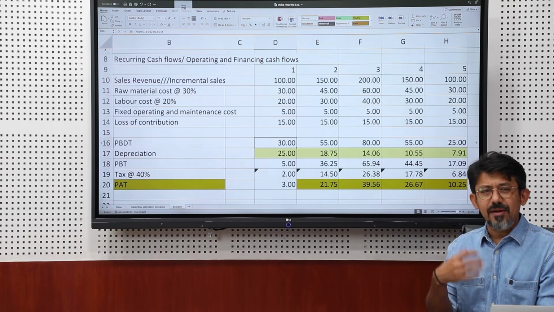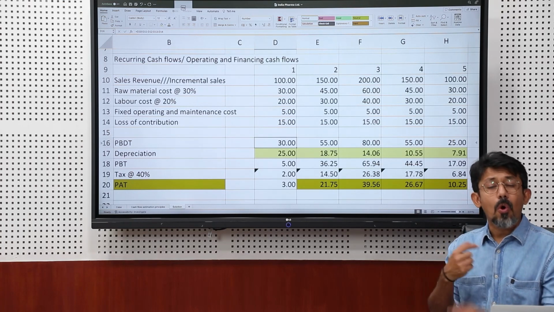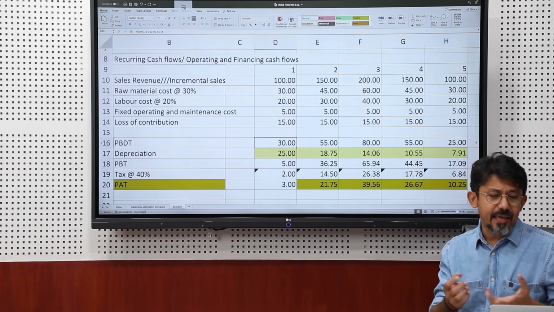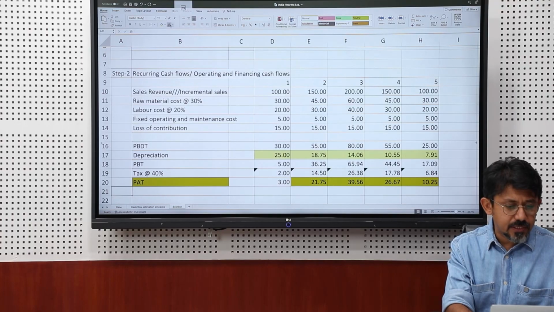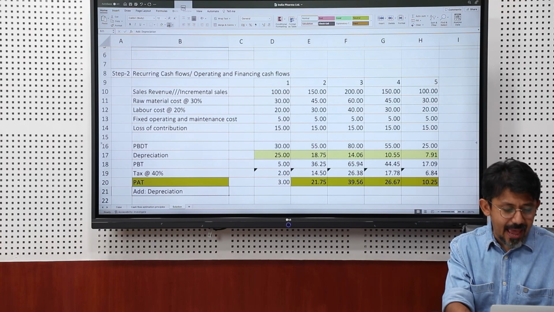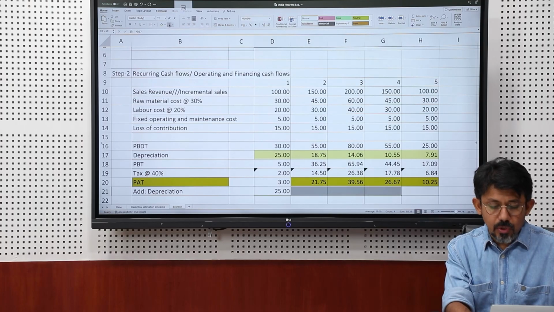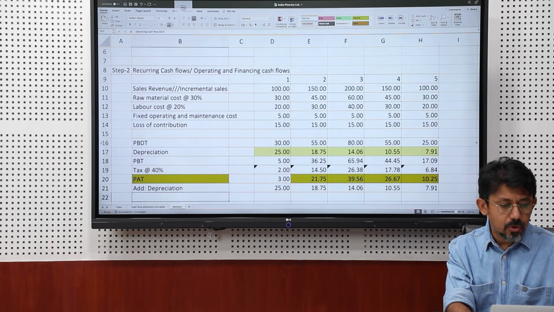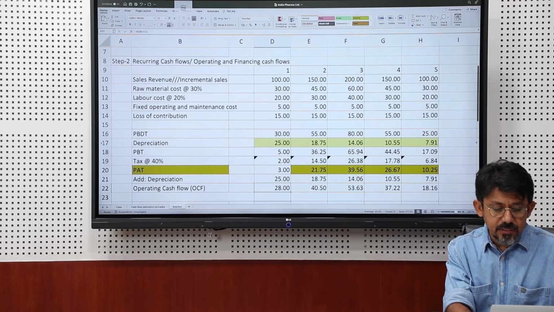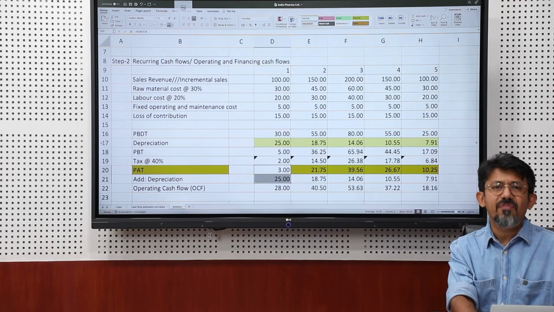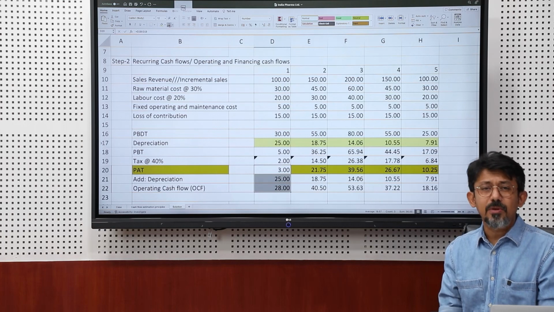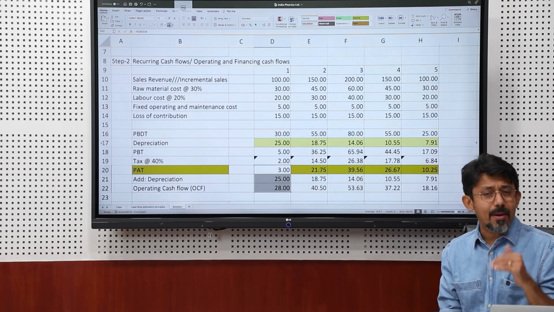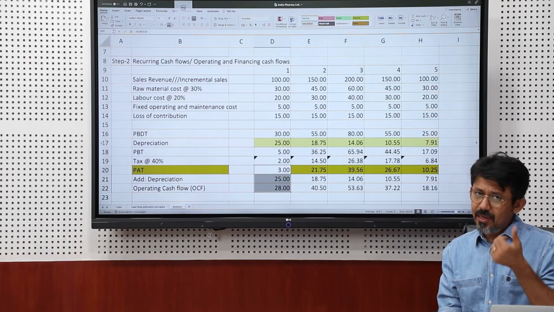I need to add this back to my profit in order to come to my operating cash flow calculation. So, what I am doing is, after deducting the depreciation, I am adding it back to the PAT calculation to come to what is known as operating cash flows. I hope this is clear, that 3 million plus 25 comes to 28 million. 3 million was my PAT, 25 million was the depreciation that I deducted earlier on, but now I am adding it back to come to the cash flow.